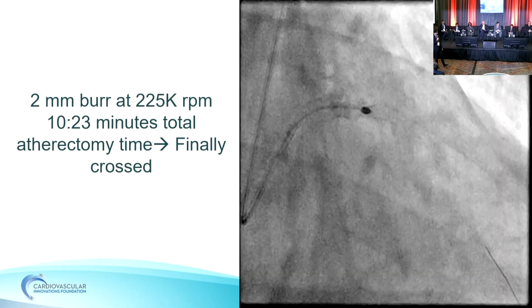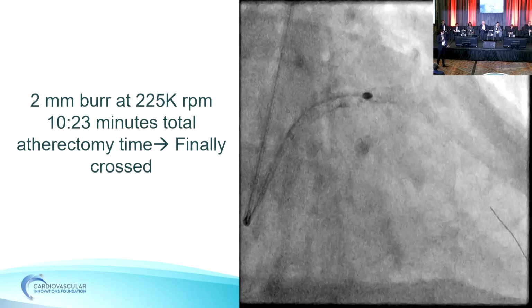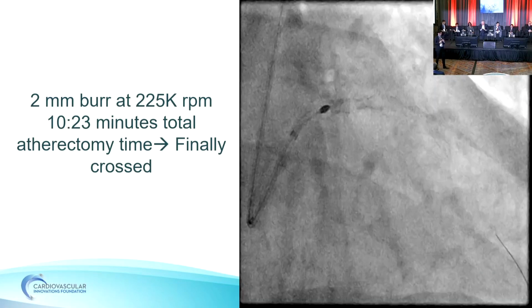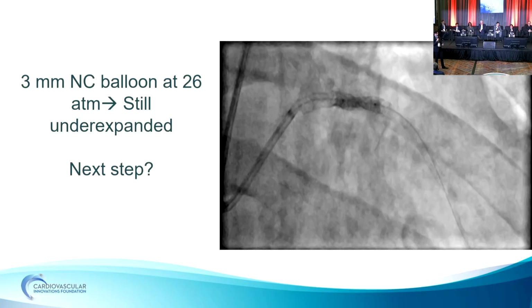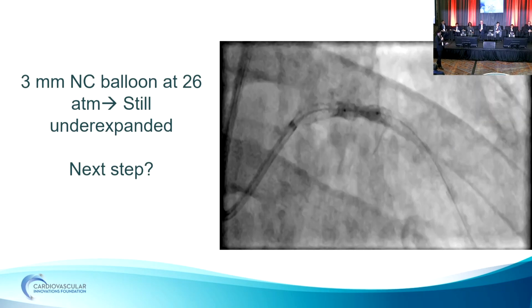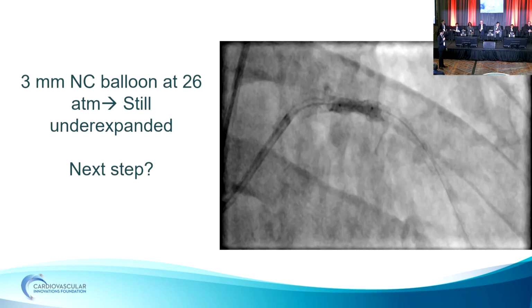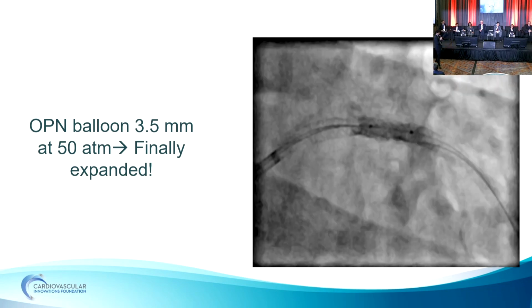But it just crossed. We still have to expand it further. Yes, it did, thankfully. So now we used a 2 millimeter burr, went back with a 3 millimeter non-compliant balloon, 26 atmospheres, still underexpanded. Yes, you called it, Stefan. So we did OPN, a 3.5 millimeter balloon, went up to 50 atmospheres.